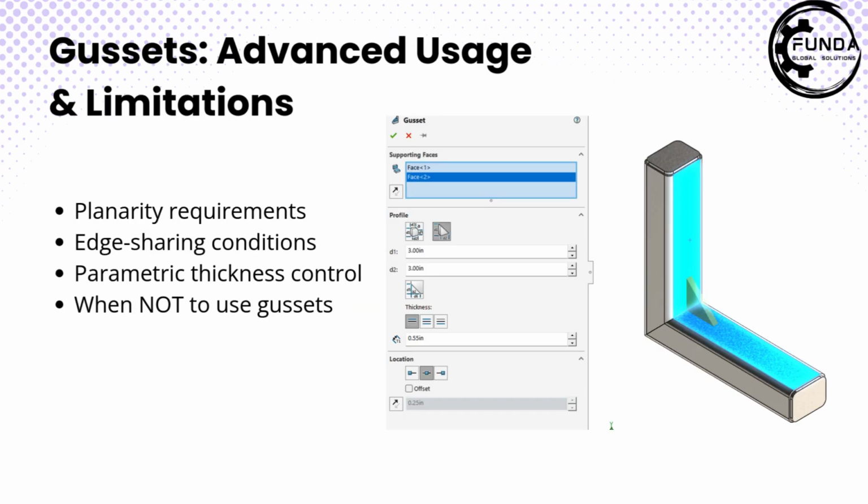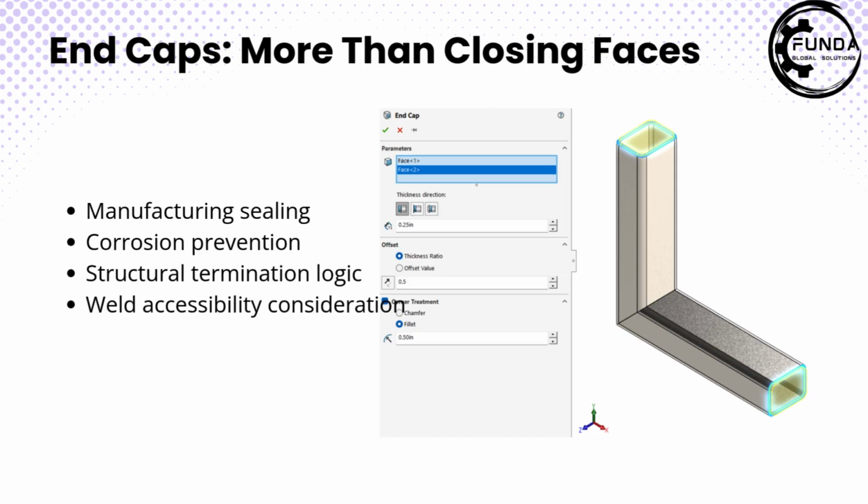Gussets are used to increase stiffness at welded joints, but they come with strict geometric requirements. They can only be applied between planar faces, and those faces must share a common edge. Gusset thickness is usually controlled parametrically, so it can be adjusted easily during design changes. It is equally important to know when not to use gussets, because unnecessary gussets increase weight, cost, and fabrication time.